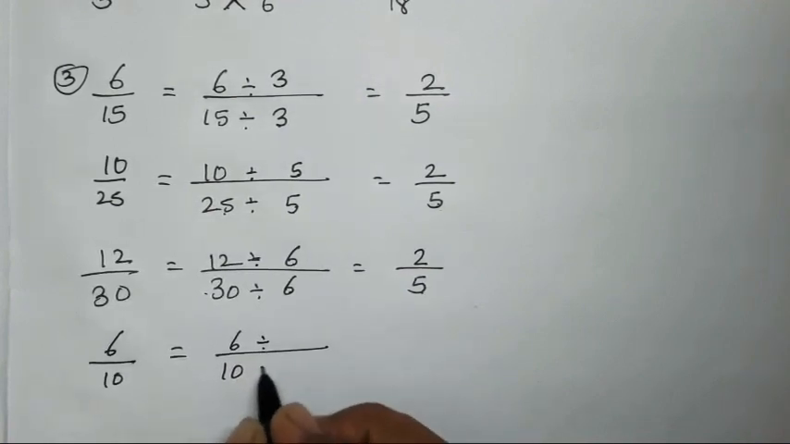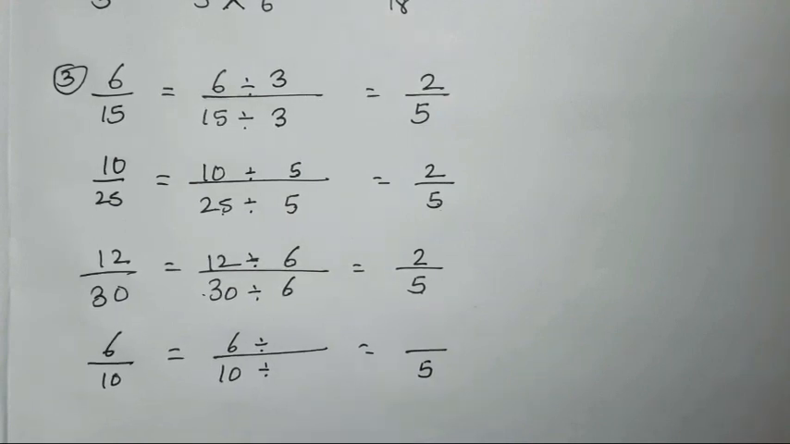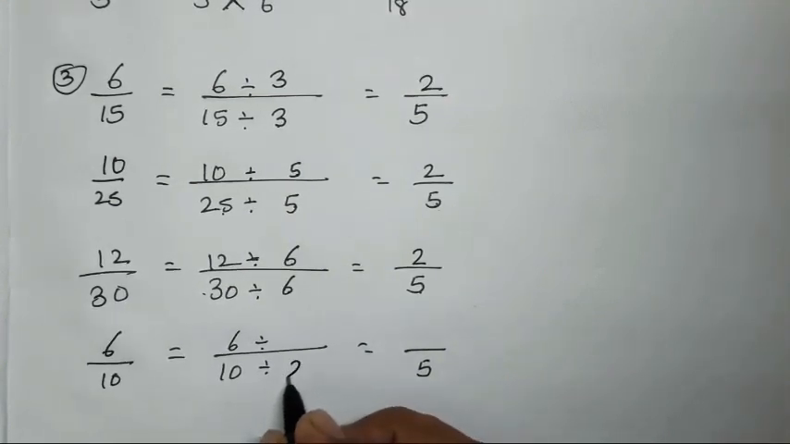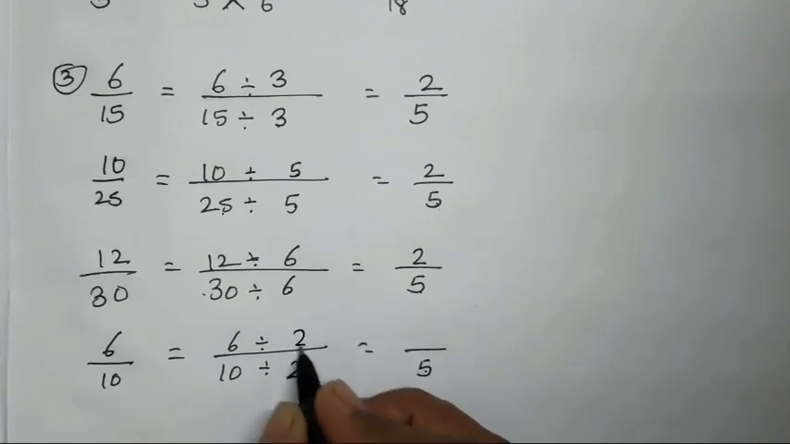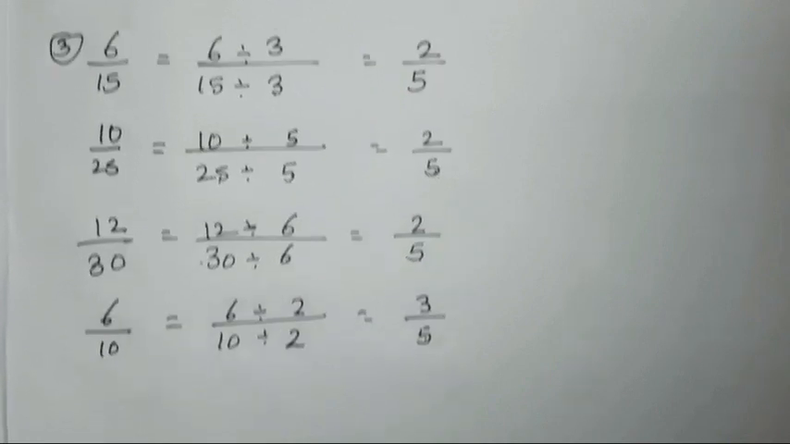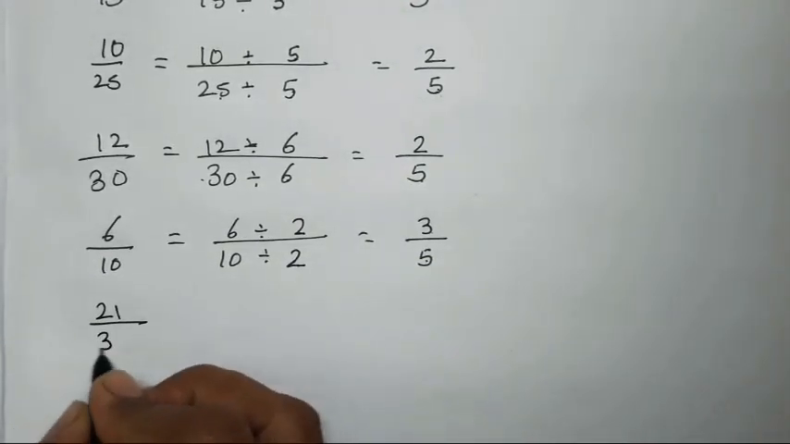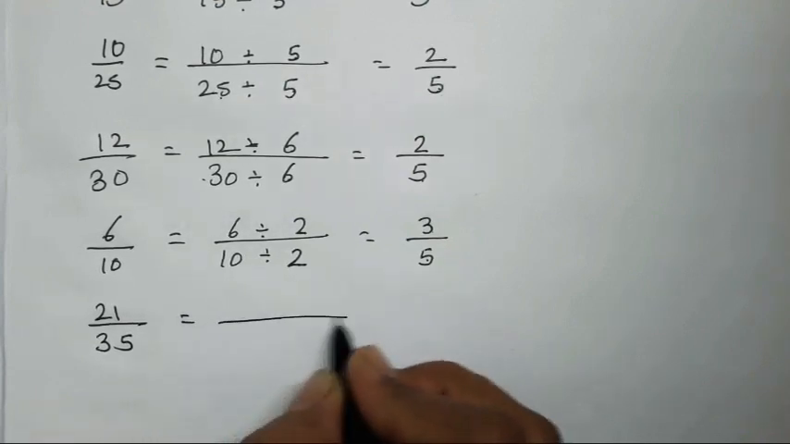6 upon 10 divided with what in order to get 5? So 10 divided with 2. 2 5s are 10. 2 3s are 6. Orally also you all can do it. I'm telling you the oral thing only. If you all are not able to find it orally, you all can divide it.